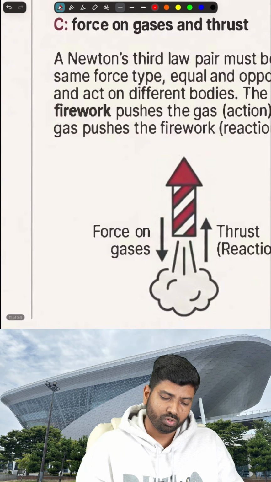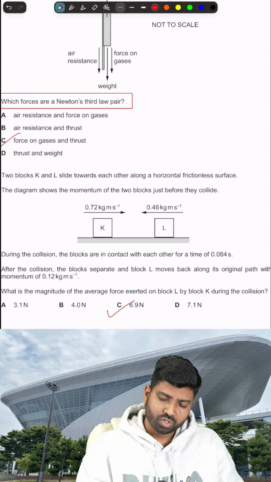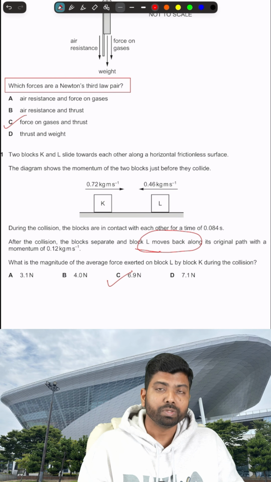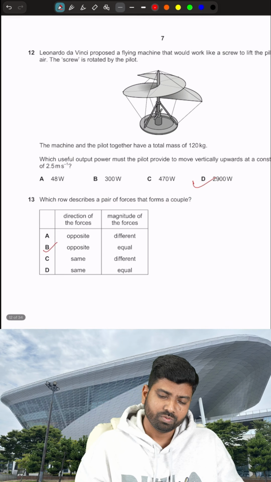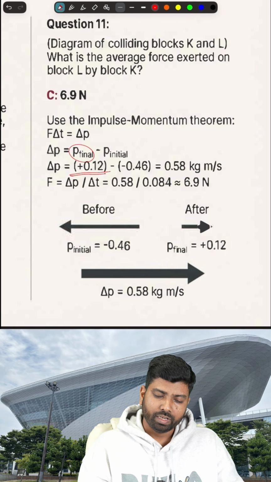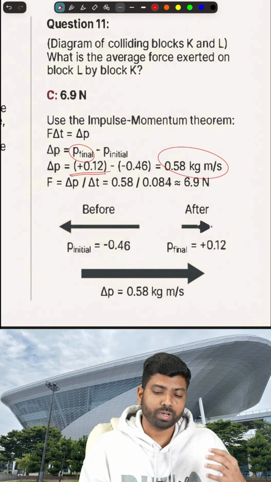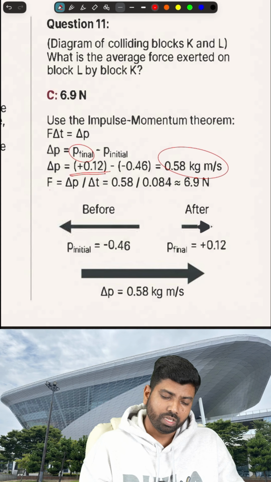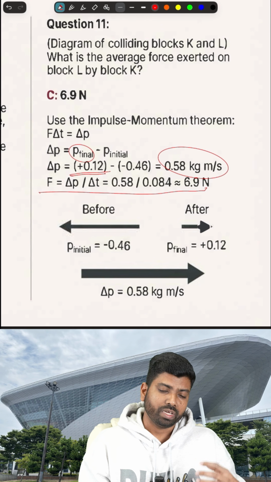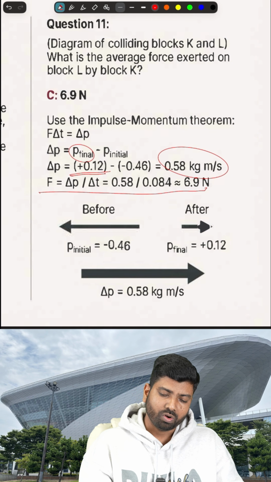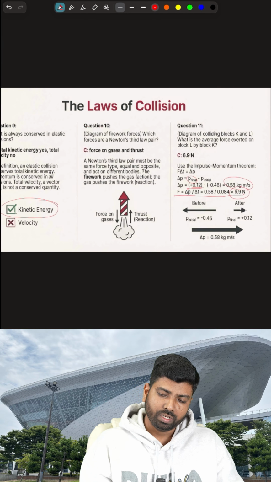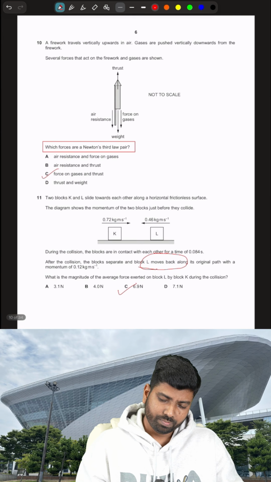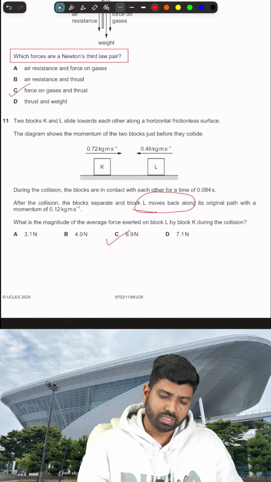Let me show you the question paper once again. In the question, L moves back, meaning in the opposite direction. So if I take one as positive, then the other I use as negative, right? So the change in momentum is 0.58 kilogram meter per second. Then for force, according to Newton's second law of motion, or the impulse-momentum theorem, we got approximately 6.9 newtons. So do we have the option here? Yes, 6.9. So option C is the right answer.